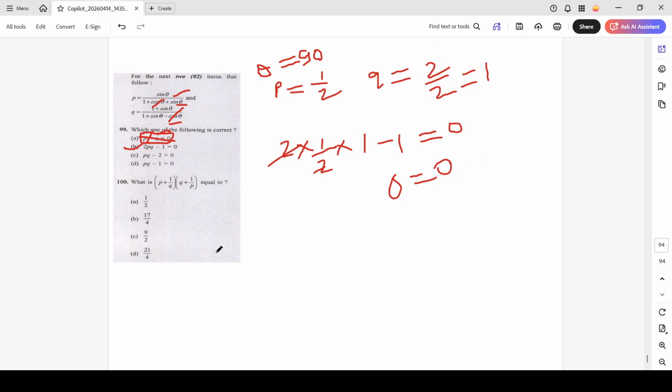Now next, what is P? P is 1 by 2. What is 1 by Q? Q is 1, so 1 by Q is equal to 1. So 1 by 2 plus 1. What is Q? Q is equal to 1. What is P? P is equal to 1 by 2, and 1 by P is equal to 2. This is 2 and 1, 3 by 2. 3 by 2 into 1 or 2, 3. That means 9 by 2.